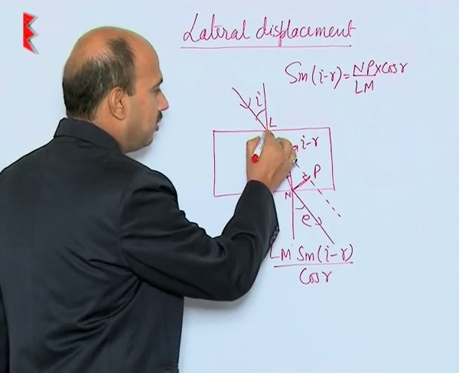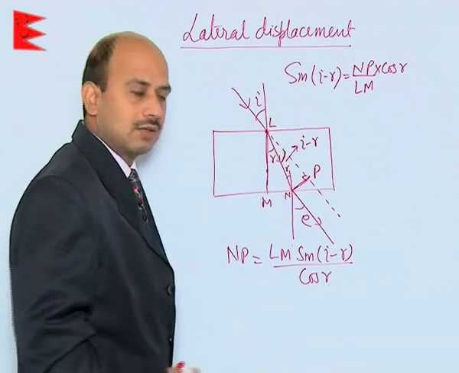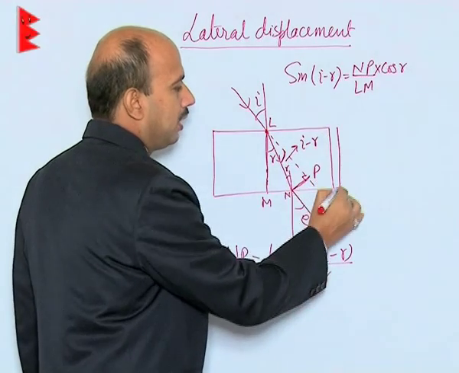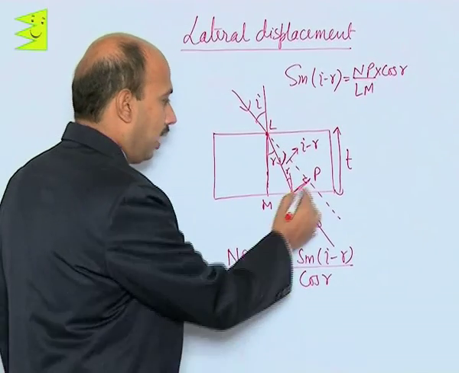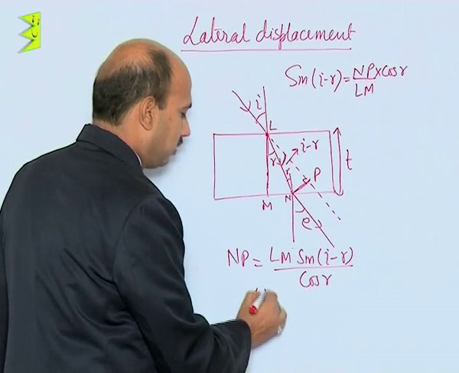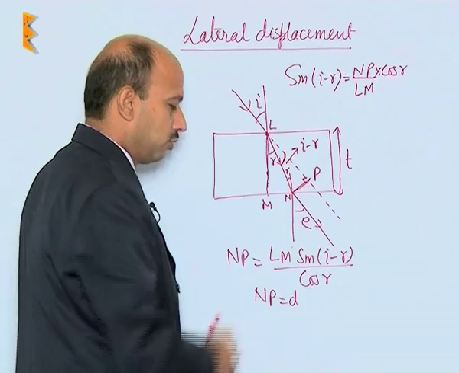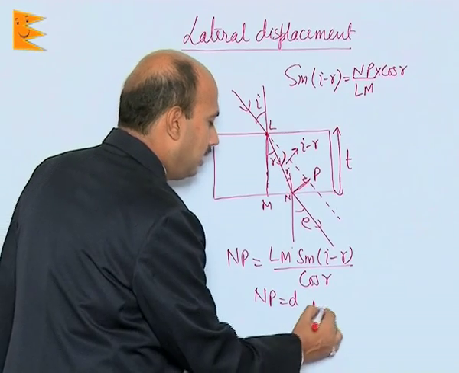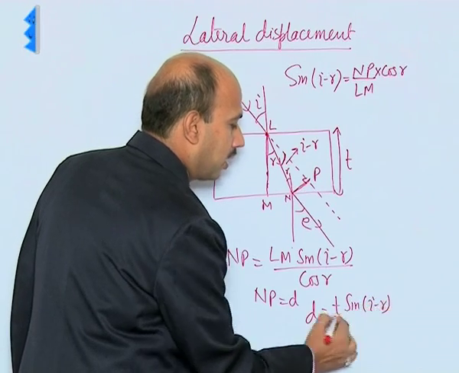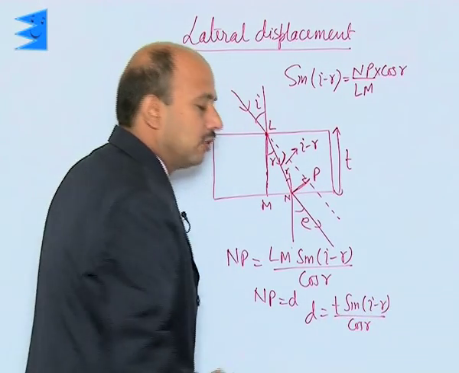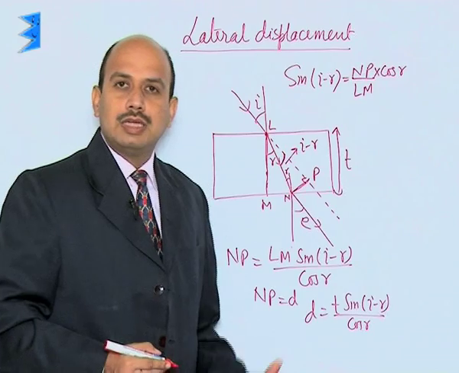LM is this one, the thickness of the glass slab. If we take this thickness as T, we can write NP as D, that is the lateral displacement. So, we can write D is equal to T sin(I minus R) upon cos R. So, this is the formula for the lateral displacement.